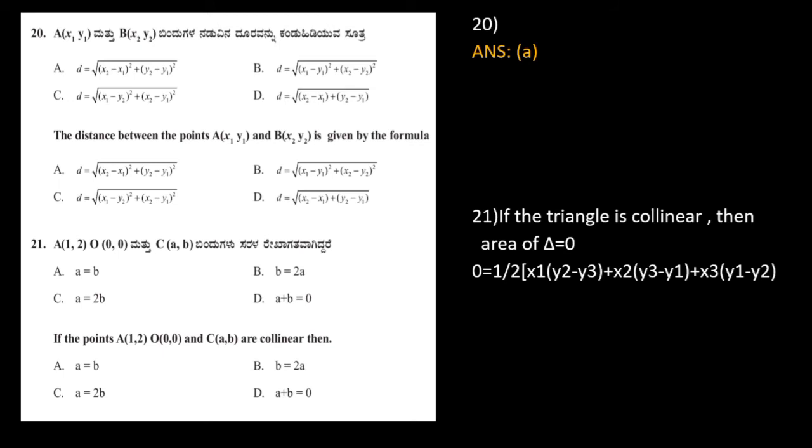1 by 2 will cross multiply with the 0 side, so it will become 0. So we will get 0 is equal to 1 into y2 value, we have 0 minus y3 value is b, plus we have x2 is 0, so the whole term will become 0, plus x3 value we have a into y1 value is 2 minus y2 value is 0. Now after further calculation we will get 0 is equal to 1 into minus b plus a into 2, we get 2a. Now I take b that side, it will become plus b, then b is equal to 2a. So therefore answer b is equal to 2a is the correct one.